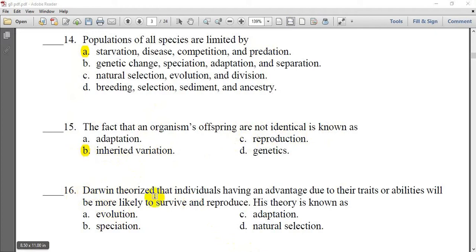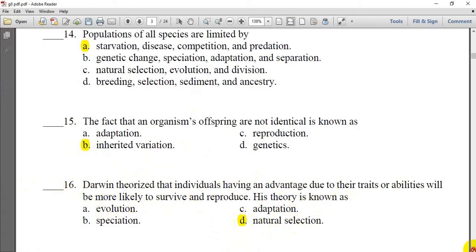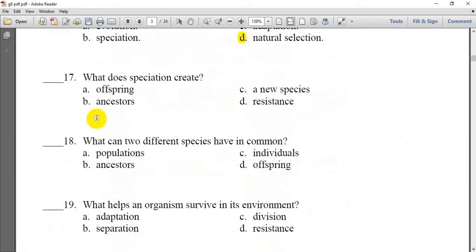Question 16. Darwin theorized that individuals having an advantage due to their traits or abilities will be more likely to survive. This theory is known as natural selection, the theory of Darwin. Question 17. What does speciation create? Speciation comes from three steps: separation, adaptation, and division. This makes new species.